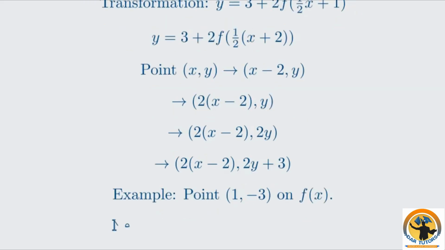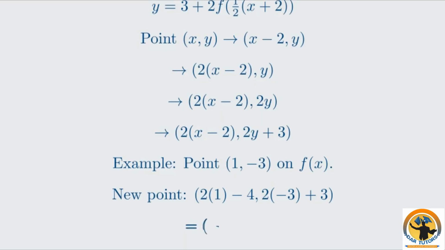Let's try a specific point. If the point 1, negative 3 is on f of x, its new coordinates will be 2 times the quantity 1 minus 2, and 2 times negative 3 plus 3. This gives us negative 2, negative 3. So the point 1, negative 3 moves to negative 2, negative 3.